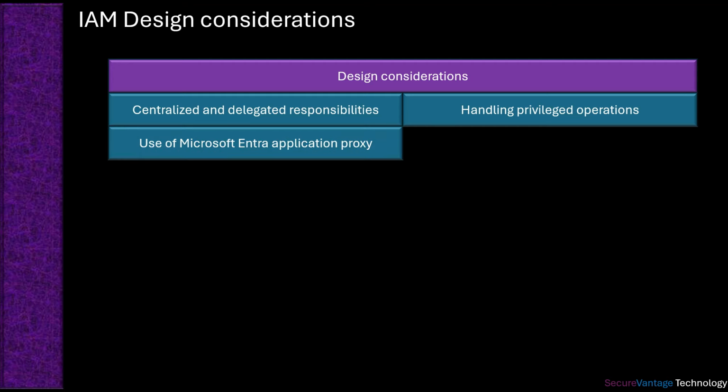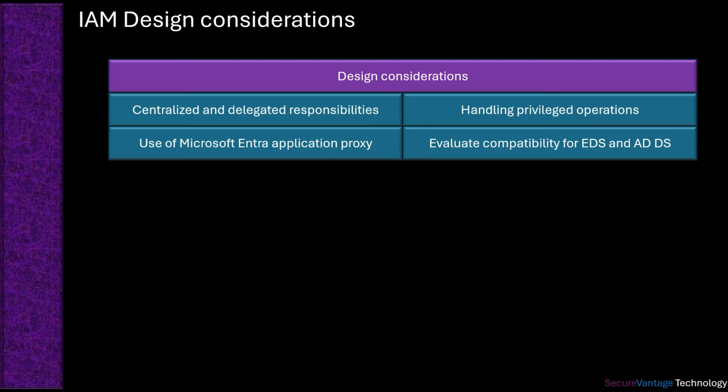When applications require on-premise authentication, Microsoft Entra Application Proxy can be used to securely provide remote access through Microsoft Entra ID. This setup allows secure connectivity without exposing on-prem resources directly to the internet. Not all workloads are suitable for Microsoft Entra Domain Services or Active Directory Domain Services. It's essential to evaluate the compatibility of workloads to ensure the right identity management solution is selected for each scenario.